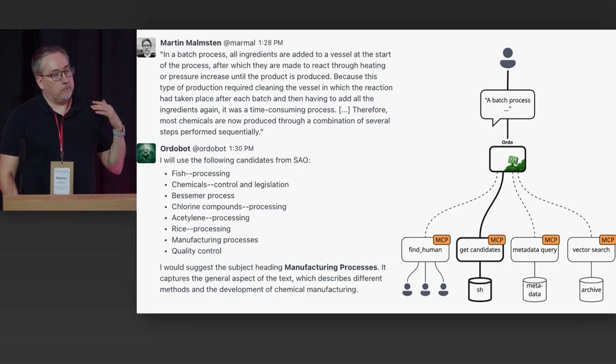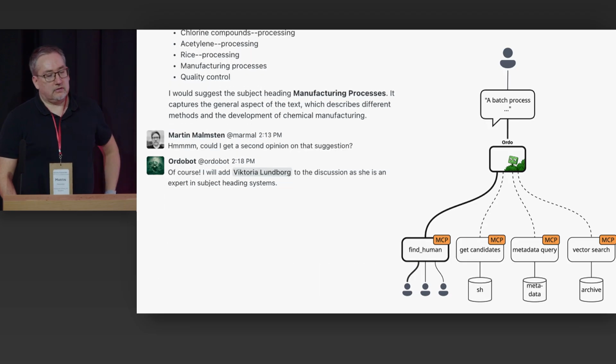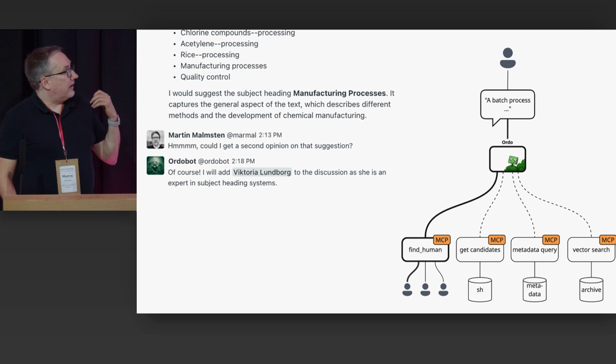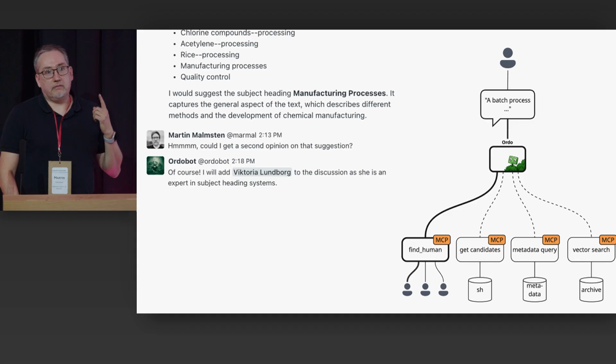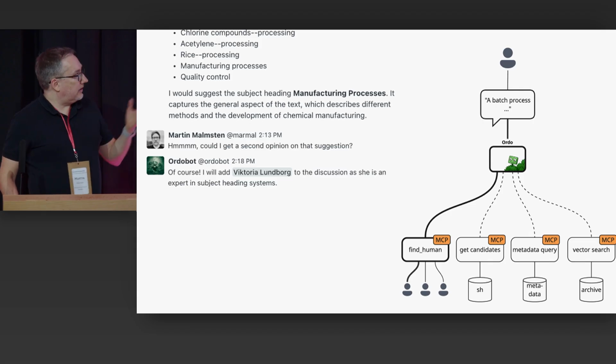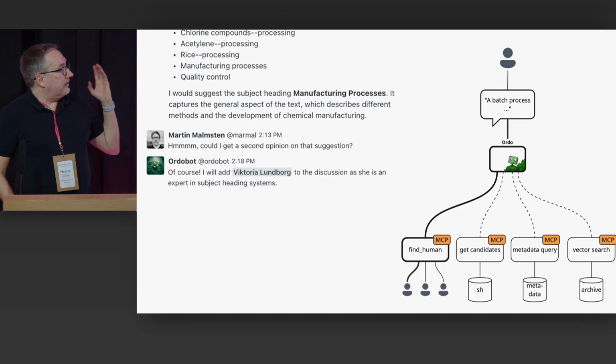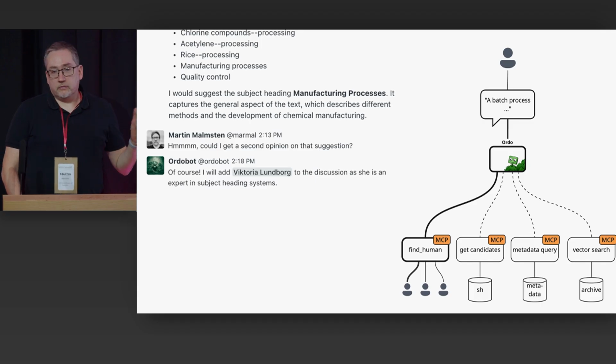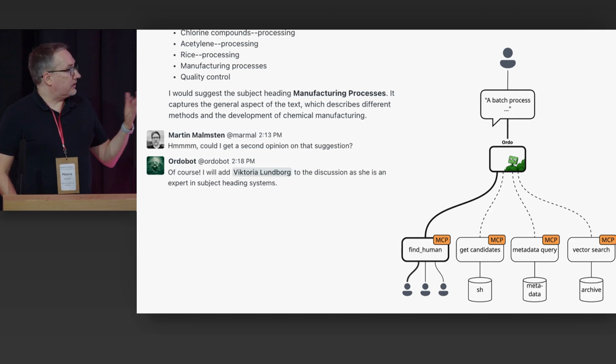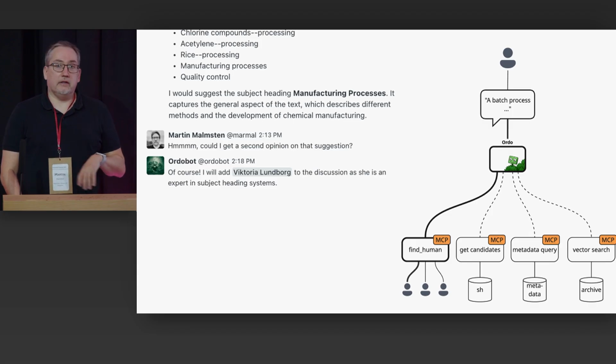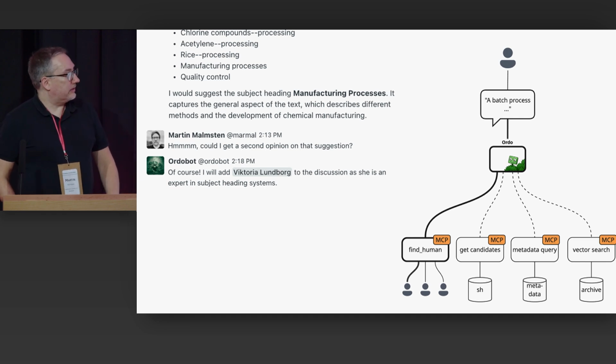Integrating it with the chat gives us this interesting opportunity that there's a second MCP endpoint called find human, which is when the bot gets confused or it's prompted. In this case, it's prompted. It can reach out to another human using the same chat. In this case, it's Viktoria, because she is defined as an expert in subject heading systems. And regarding earlier presentations, we see no problem whatsoever in building this AI-powered load balancer for humans.